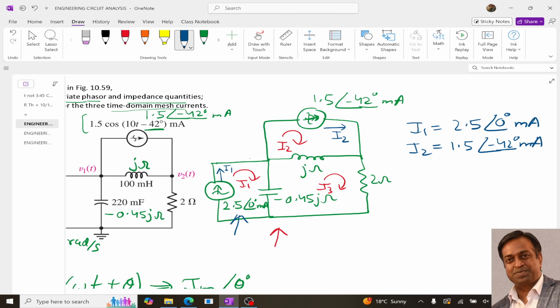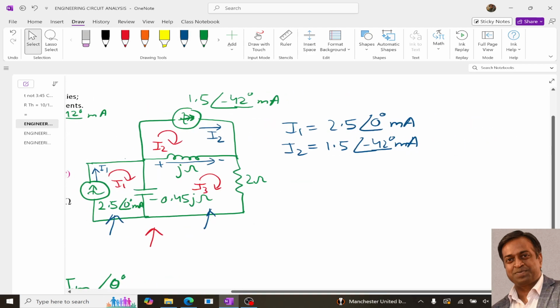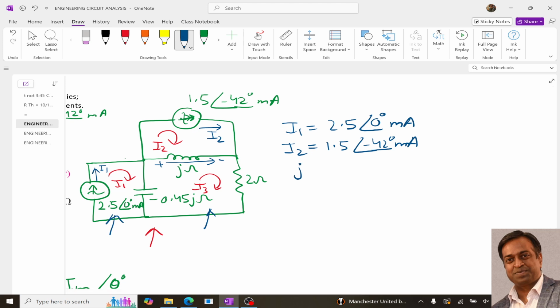And for the third one, we need to write a KVL. So if we start from this, we can write J, because J is the impedance, into I3 minus I2, right? Because I3 current is over here, and I2 is in the opposite direction, right? So since the loop current is in clockwise direction, it will be I3 minus I2, right?